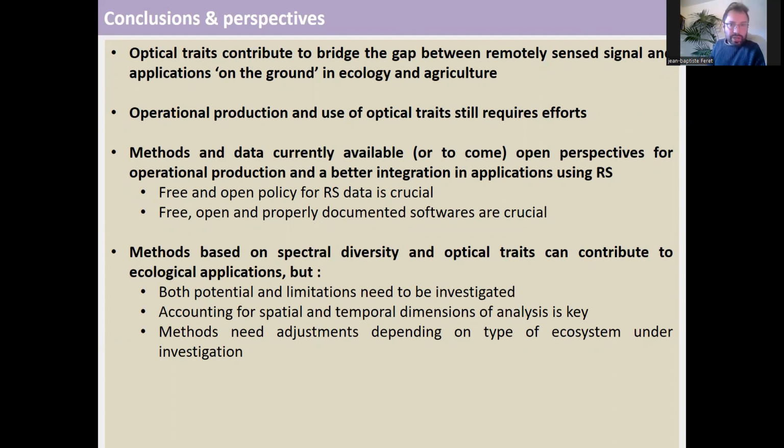So methods and data currently available, the open perspective, as I mentioned. And so the methods based on spectral diversity and optical traits can also contribute to ecological application. But you need to keep in mind that, as I said earlier, we need to work on both potential and limitations of the methods we are developing using remote sensing, and we need to investigate these in a balanced way. Accounting for spatial and temporal dimensions of analysis is key, of course. And the method that I showed you, particularly for biodiversity mapping, certainly need adjustments depending on the type of ecosystem under investigation. You will not work with a forest ecosystem the same way as you work with grasslands, for example.